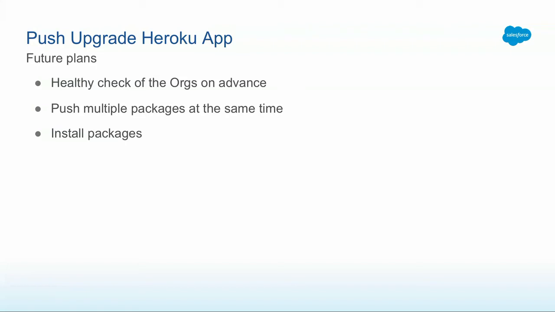Also, push multiple packages at the same time. I told you at the beginning that we have a multi-package solution, but version one only works with one single package at a time. It's still a slow solution for our onboarding team because they have to go to our solution, select the package, push, select another package, and push. In the future they just have to say, OK, let's go for the version that we deliver for all our packages in Spring 19, click on push, and all the packages will be installed one after another.